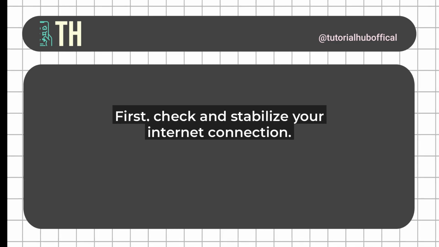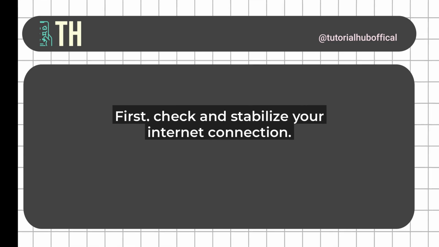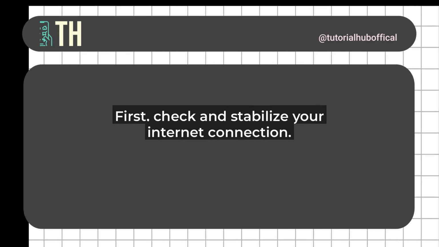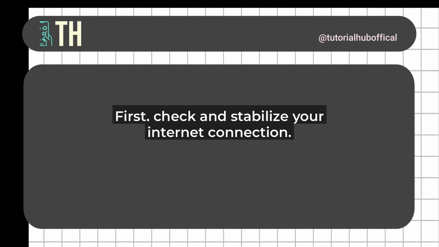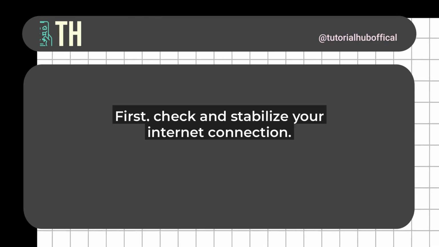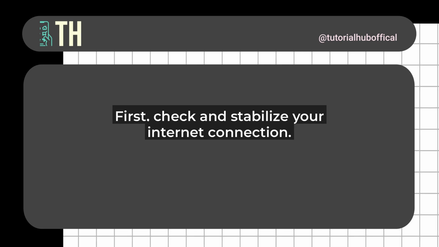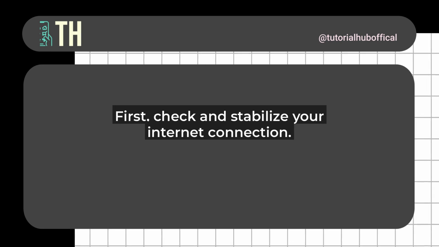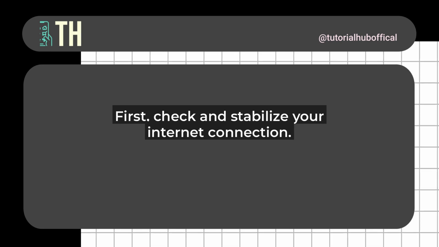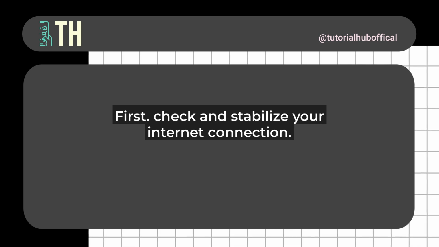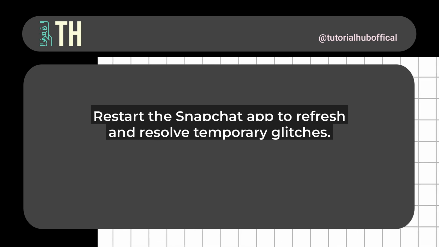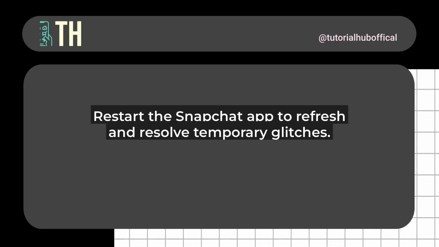Let's dive right in. First things first, what exactly is support code SS02? It's an error message from Snapchat that typically means there's a temporary problem with your account access, like a failed login or a connection issue. This could be caused by weak internet, outdated app versions, or even cached data buildup. But hey, no need to panic. Let's fix it step by step.